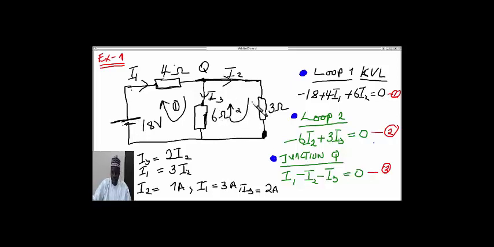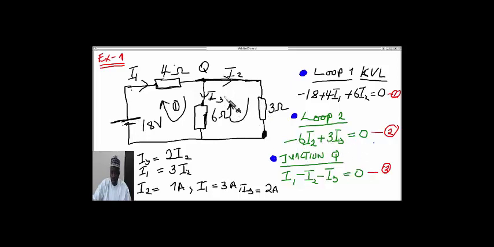In loop 2, I'm also going clockwise. So I will start with my 6 ohm resistor. You can see that in my loop 2, I'm going clockwise while the current I3 coming through the 6 ohm is against me. Therefore, the potential drop across the 6 ohm resistor is going to be negative, and that's here. And my I2 is in the direction of my loop, clockwise, therefore it is positive.